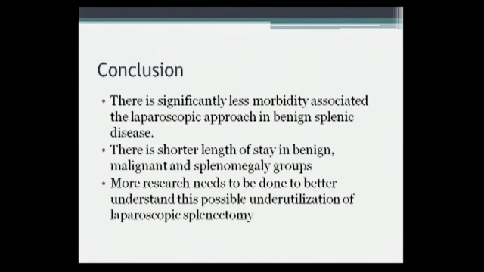So in conclusion, there's significantly less morbidity associated with the laparoscopic approach in benign splenic disease, and there's an across-the-board shorter length of stay. However, more research needs to be done to identify why there's underutilization of laparoscopic splenectomy, despite the fact that outcomes are better with the laparoscopic approach.